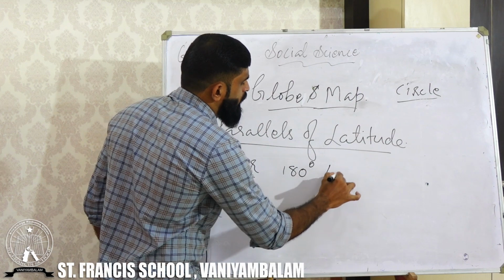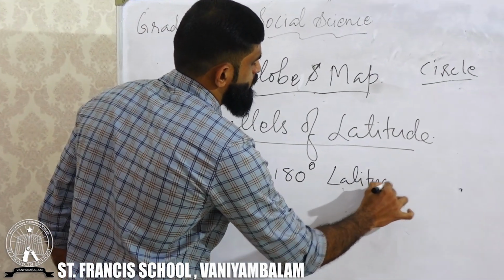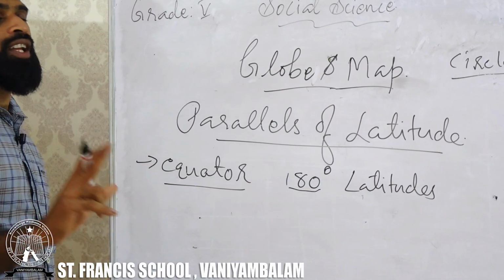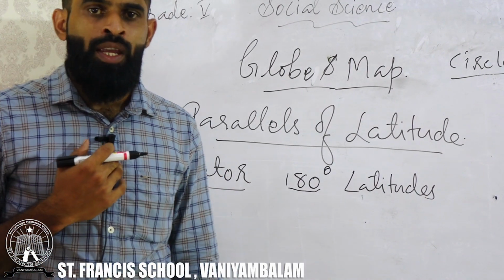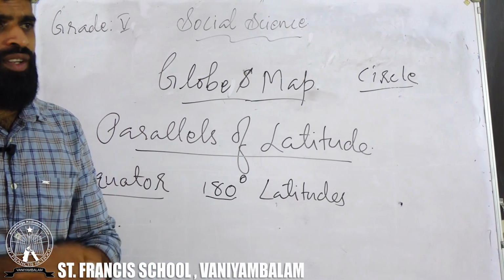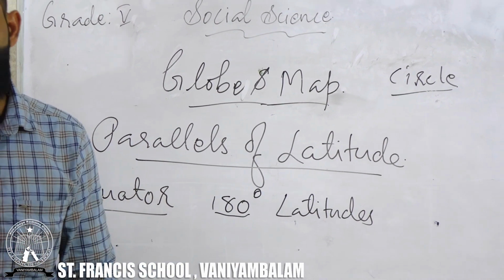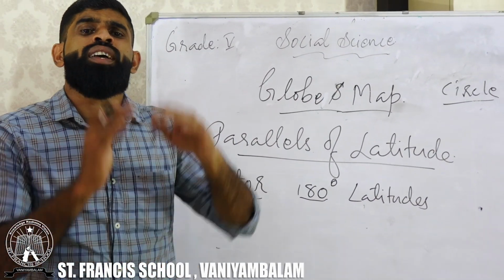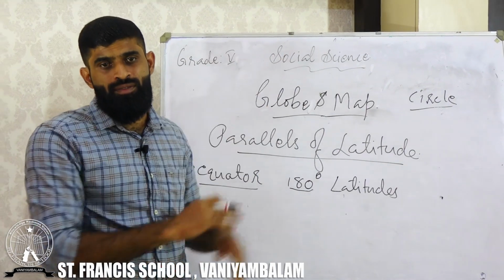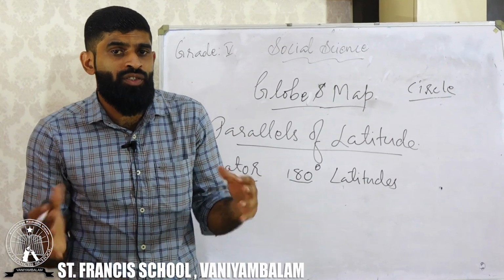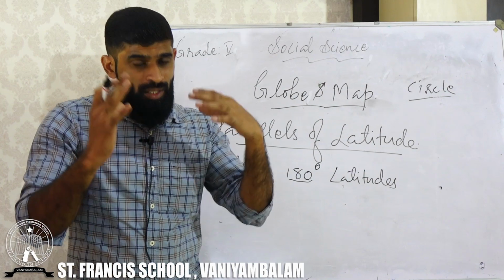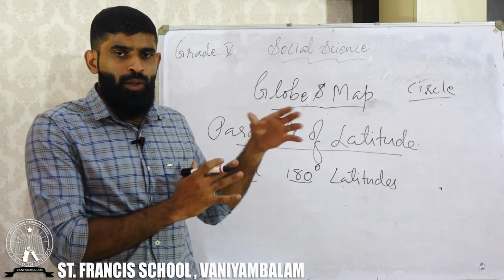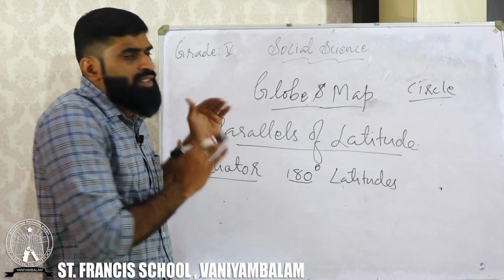180 degrees of latitudes are there for us. How many? 180 latitudes are there for us. These latitudes are all parallel to each other, the same as the next one. Their length and size will reduce when going to the northern hemisphere and southern hemisphere. We will be discussing all of that after this topic.